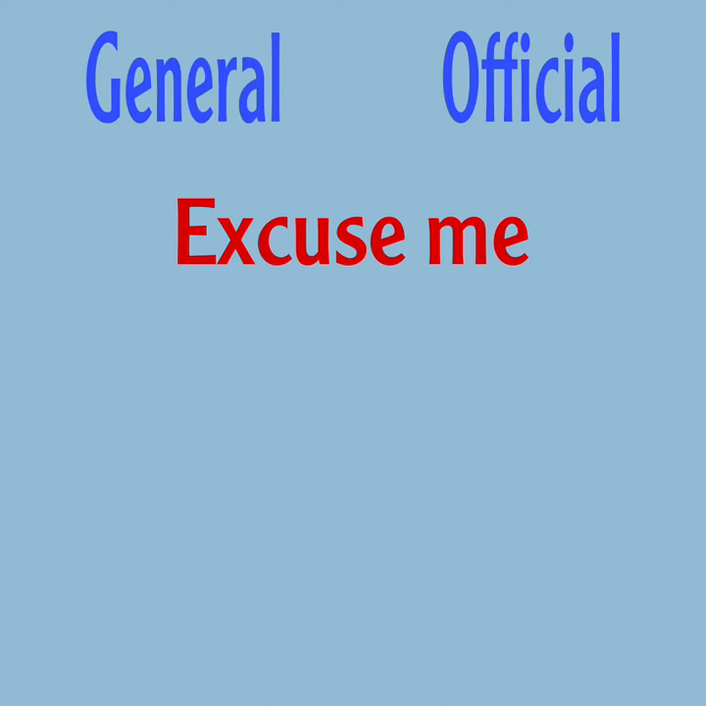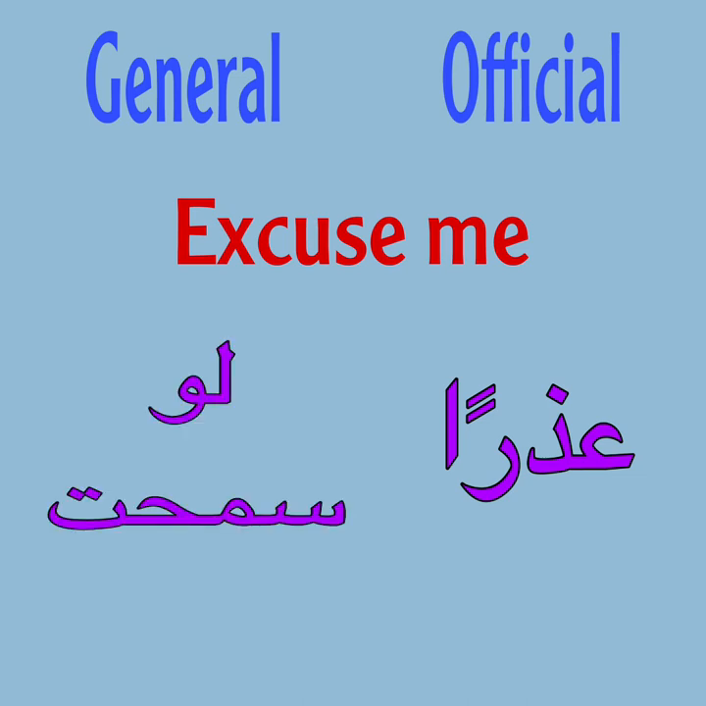Okay, now how do we say excuse me? A very useful word. Sometimes you would see udhran, or لو سمحت. لو سمحت for male, لو سمحتي for female. لو سمحتي or لو سمحت is more useful or more common to be heard.